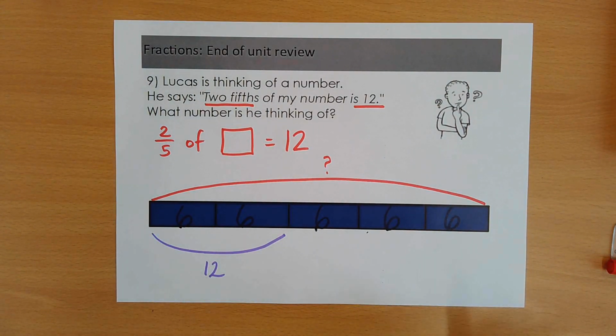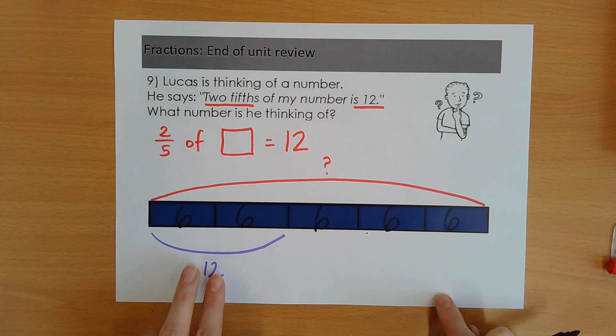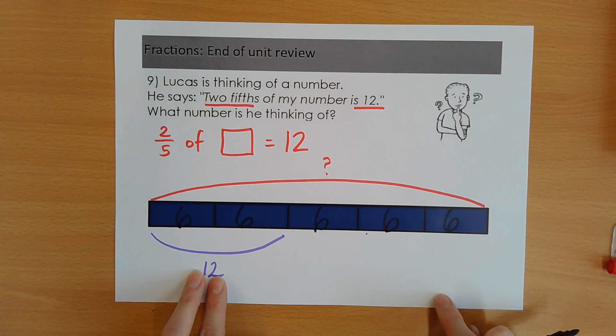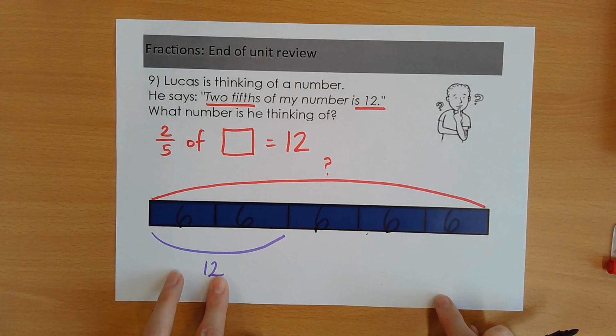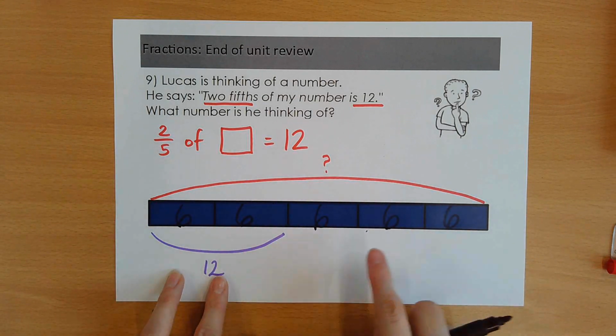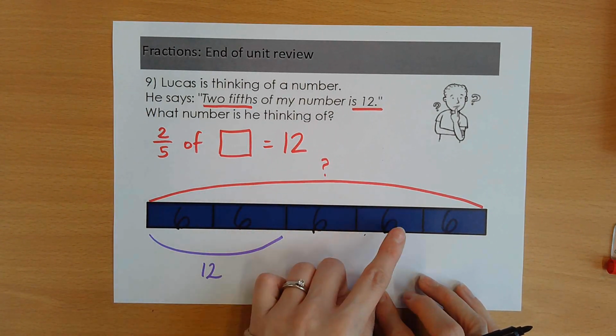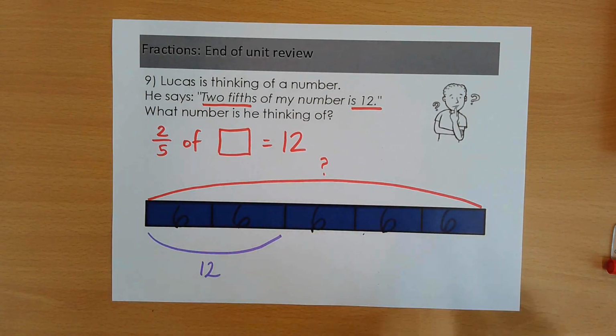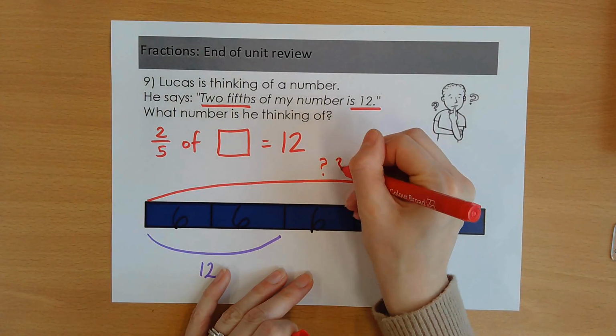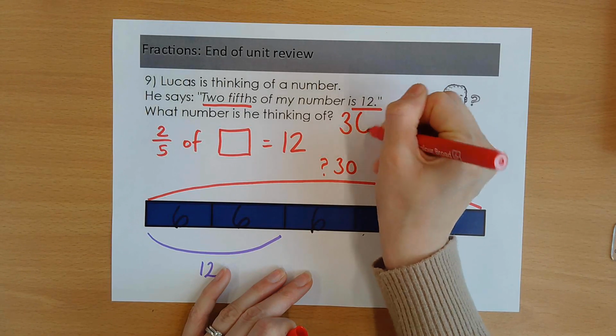So let's go back to the question. Lucas is thinking of a number. He says 2/5 of his number is 12. What number is he thinking of? So my number is going to be the whole. So now I need to add up all the parts. So 6, 12, 18, 24, 30. So the number, the whole that he was thinking of is 30.